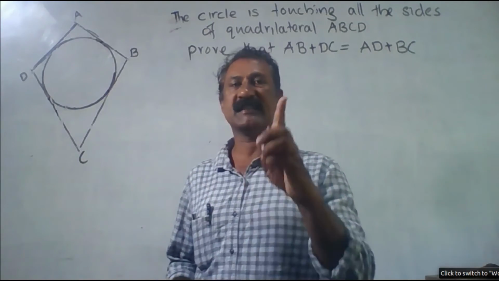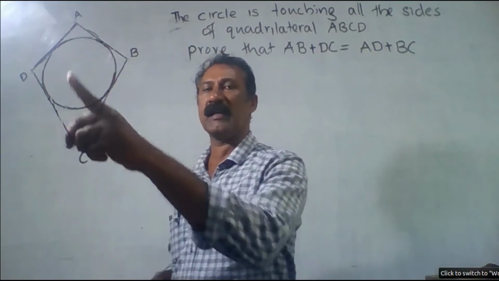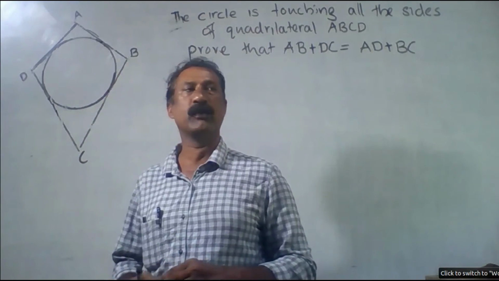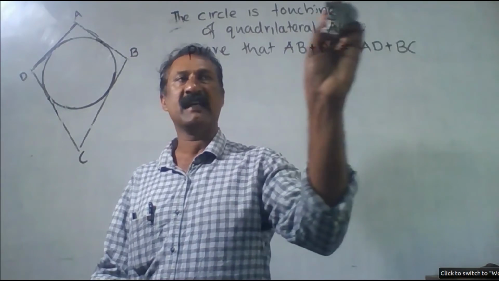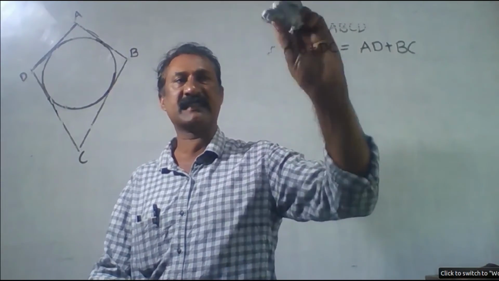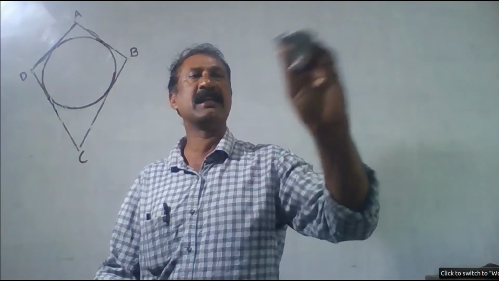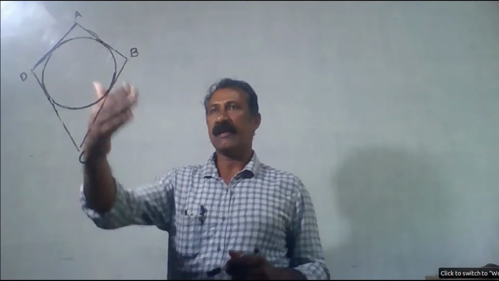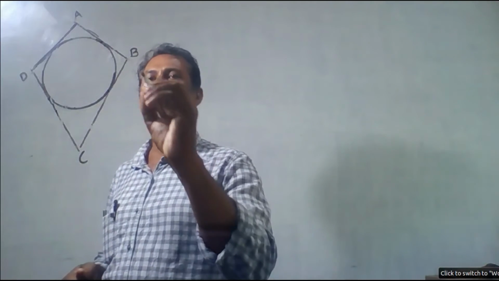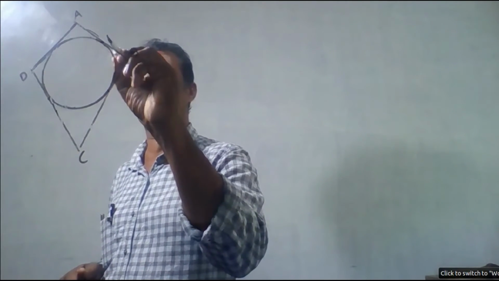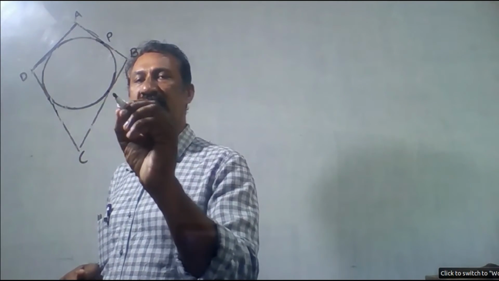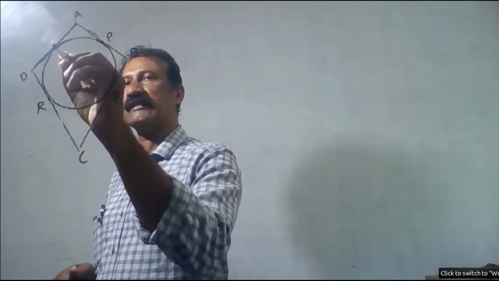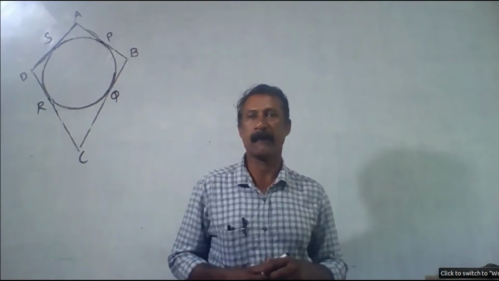Here a circle is drawn which is touching all the sides of quadrilateral ABCD. Then we have to prove AB plus DC equals AD plus BC. That is, the sum of the opposite sides of this quadrilateral are equal. Here we can mark the touching points, the points of contact. P is the point on side AB, side BC touches at Q, this side is touching at R, and this side is touching at S.